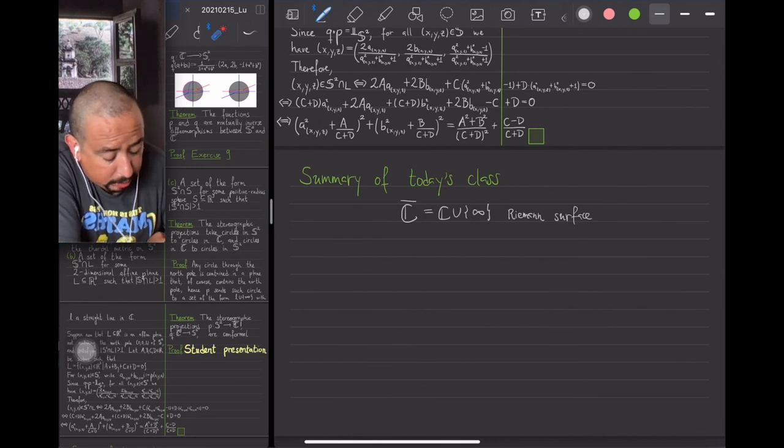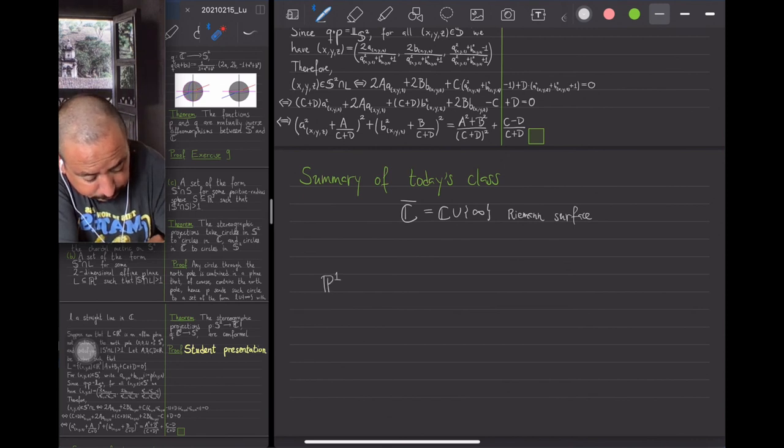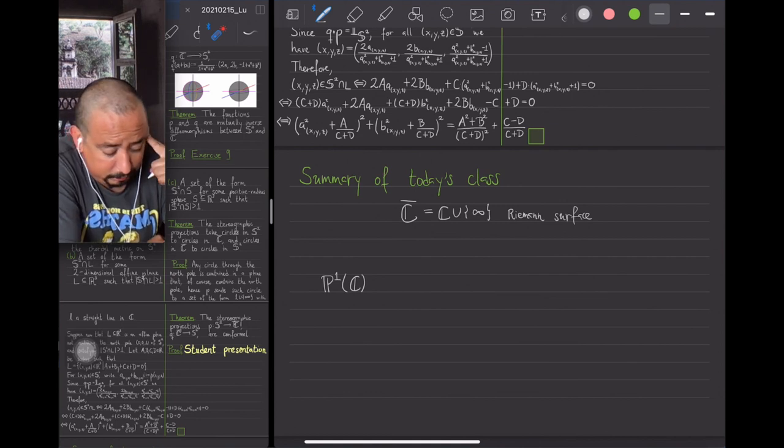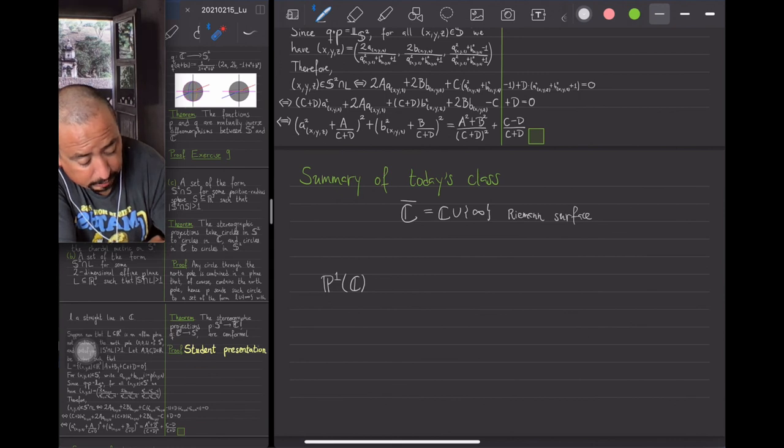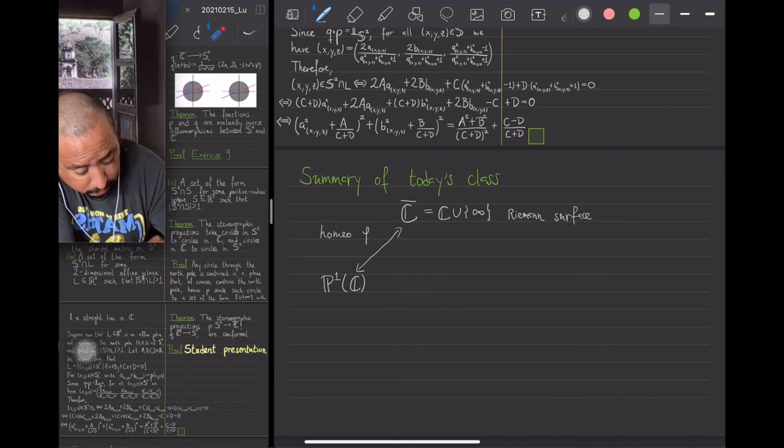Then we introduced the complex projective line with the analytic topology. And we gave a homeomorphism between these two, which we call phi b, for each basis. So we gain one homeomorphism for each ordered basis of C square.